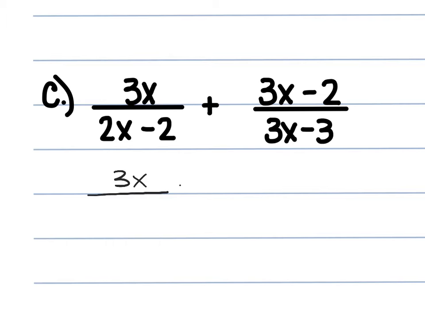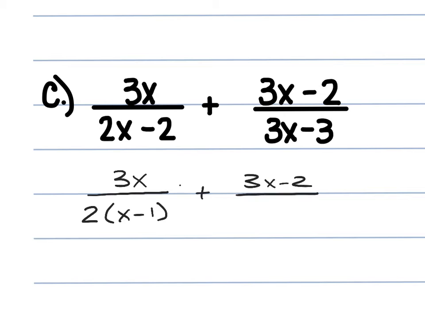Can you cancel the 3x with the 3x? No, because these are things being added or subtracted to each other. We can pull out a 2. And this becomes x minus 1. Right? That's the same thing. We're going to factor out a GCF there. And then over here, we've got 3x minus 2.